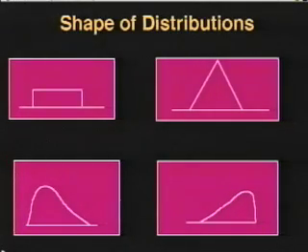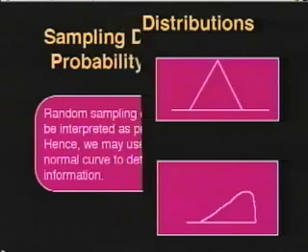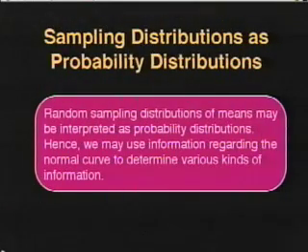And right at the tail end of class, we took a look at that one hypercard example where we generated one of those. Sampling distributions as probability distributions. Random sampling distributions of means may be interpreted as probability distributions. And hence, we may use information regarding the normal curve to determine various kinds of information. And what I would like to do is to look at a couple of different examples of problems that involve sampling distributions of means.